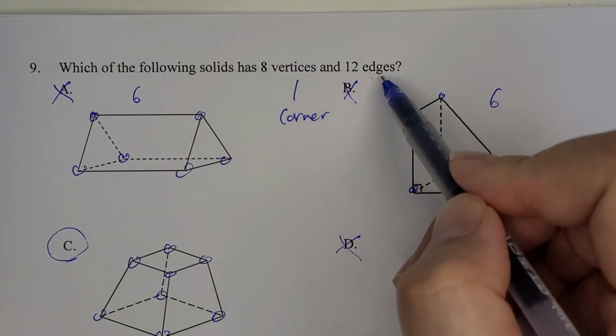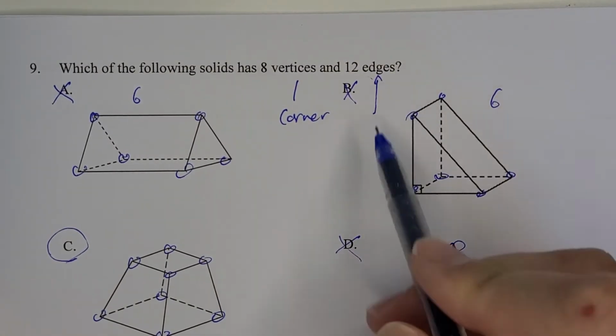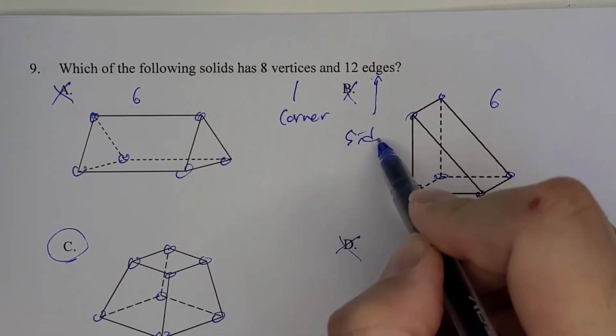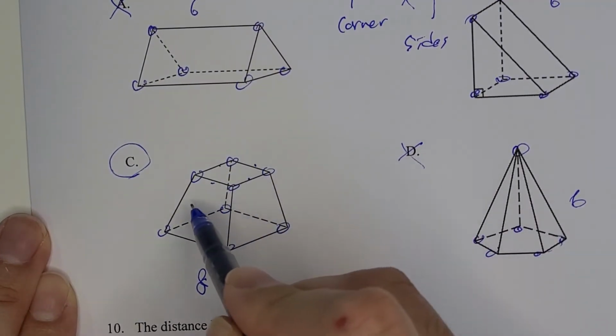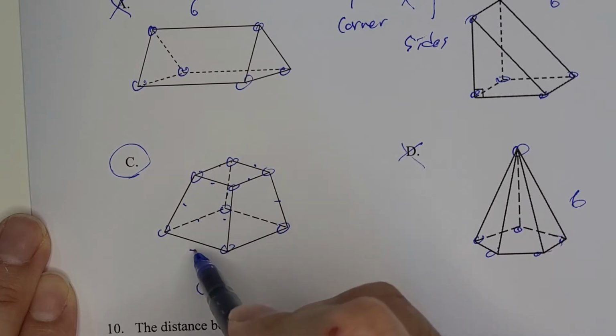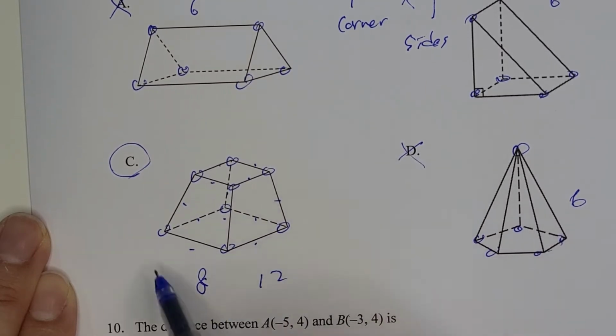But okay, let's talk something more. Edges means sides. You can regard it as just counting the number of sides. 1, 2, 3, 4, 5, 6, 7, 8, 9, 10, 11, 12. Okay, you have 12 sides in option C. C is really the answer.